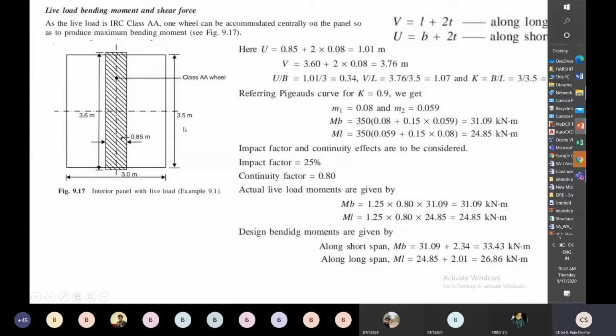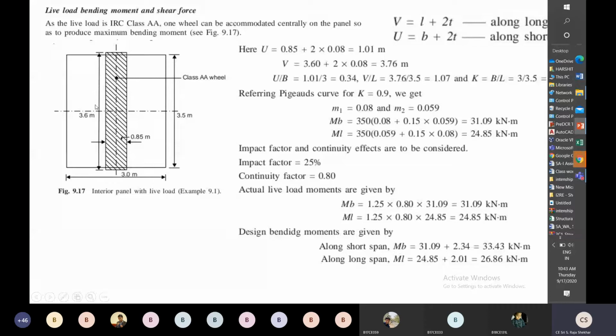Now, for the calculation of live load bending moment and live load shear force, the problem says to use the IRC Class A tracked vehicle. For getting maximum bending moment, to the live load I want to place the IRC Class A vehicle on the middle of this panel. On the middle of the panel, I want to apply the load symmetrically about the x-axis as well as the y-axis.